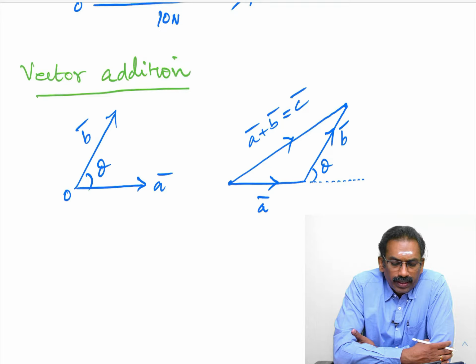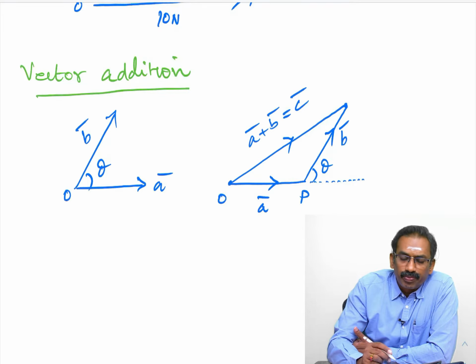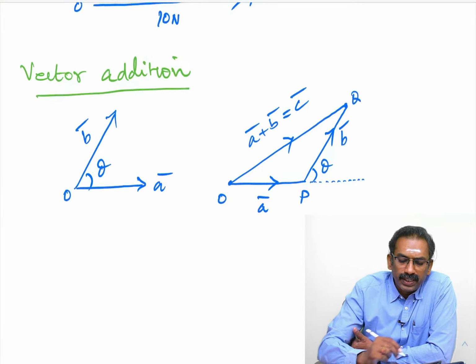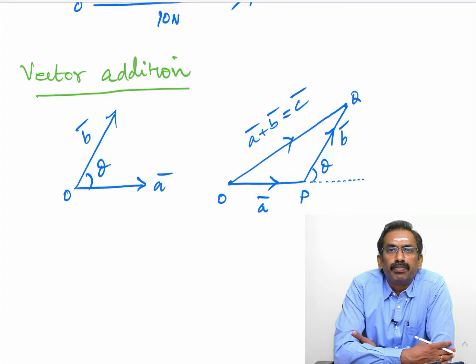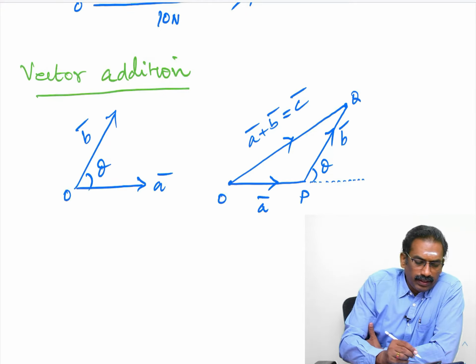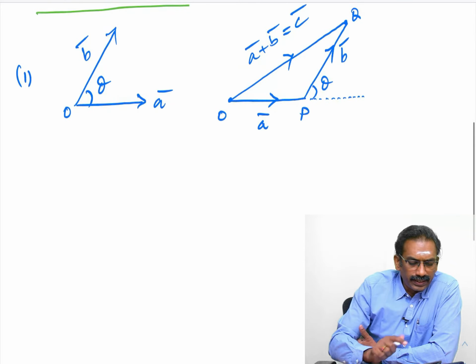This line, say OP represents A vector, PQ represents B vector, OQ represents the resultant of the A vector and B vector. This is the geometrical vector addition, two vectors. First case. Second case.